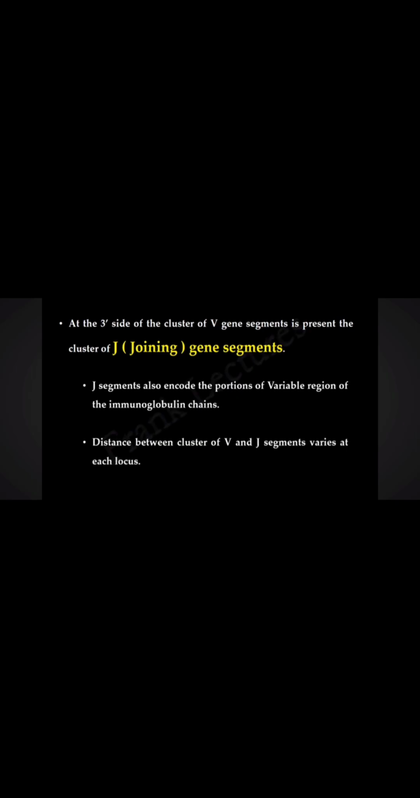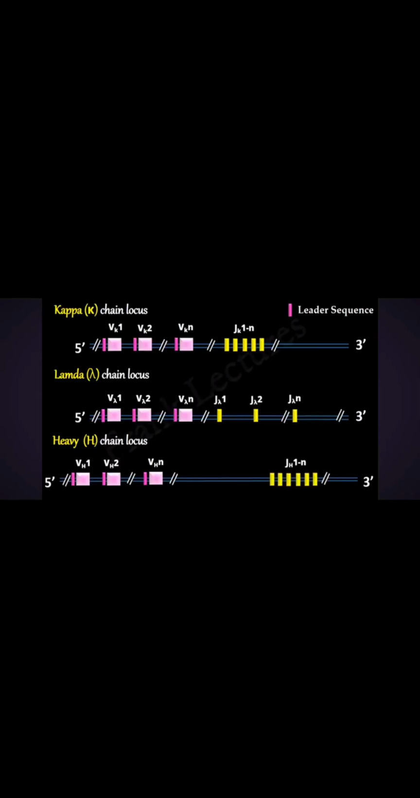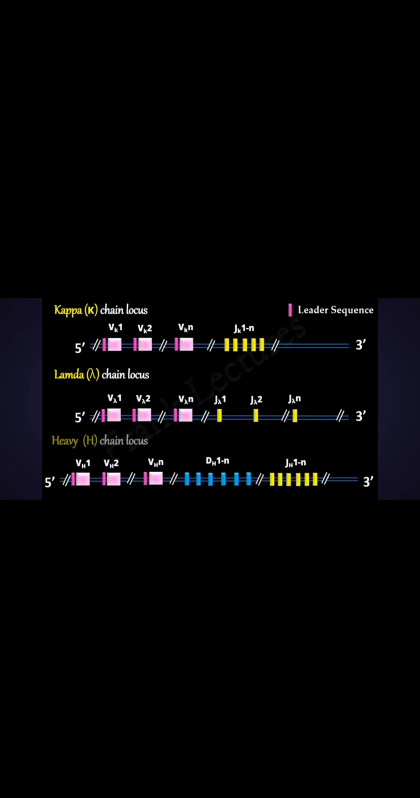At the 3' end of the cluster of V gene segments, the J joining gene segments are present, and these are different for different loci. The yellow line shows the joining segments of each chain, kappa, lambda and heavy chains. Then the diversity region is present only on the heavy chain. It is present between the V and J gene segments of the heavy chain, and it is absent in the light chain gene segments. This blue line represents the diversity region. Generally, 23 diversity segments are present.